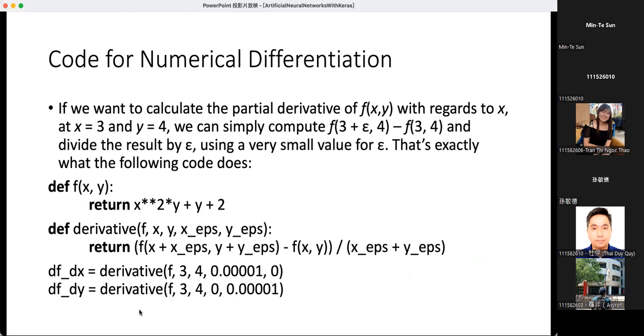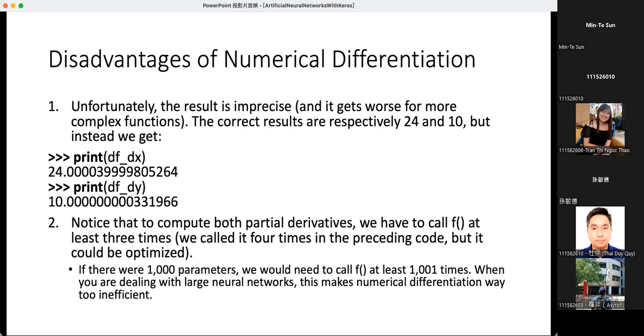And if you want the partial f, partial y, you just call the derivative f 3, 4, and set the x epsilon to be 0 and y epsilon to be a very small value, and it will compute the partial derivative of f at the location 3, 4 for you. Okay, so this is obviously a very easy way to compute the partial differentiation. You don't even need symbolic differentiation. And it obviously works for any function that you define, as long as it's computable, right?